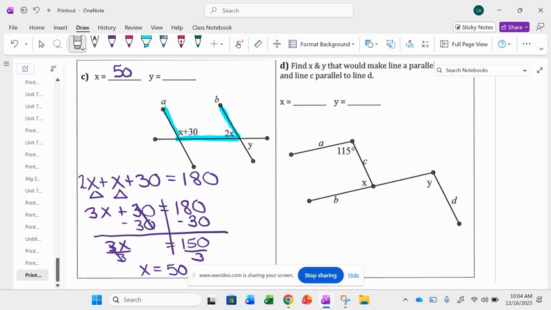Jack, come on, the rest of you can add also. So if X is 50, what's X plus 30? 80. So I'm going to put in those angle measurements. So 2X is 100 and X plus 30 is 80. Everybody okay with how I got those angles? Okay, now let's look at Y. What's the relationship between 2X and Y? Vertical. And what do we know vertical angles are? Congruent. So what does that mean for Y? It is also 100.